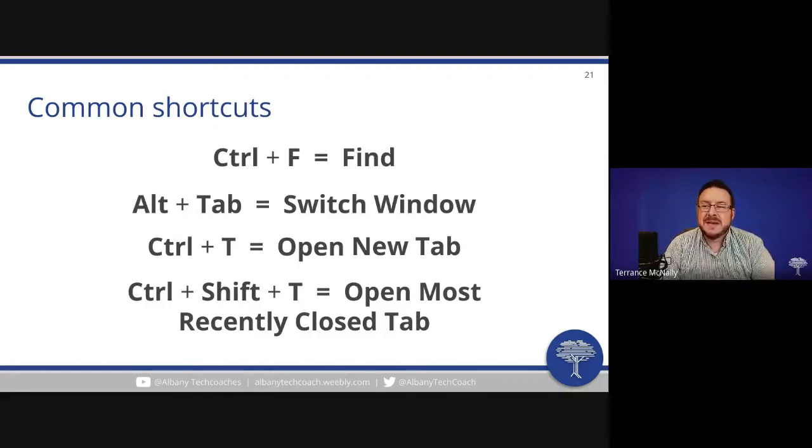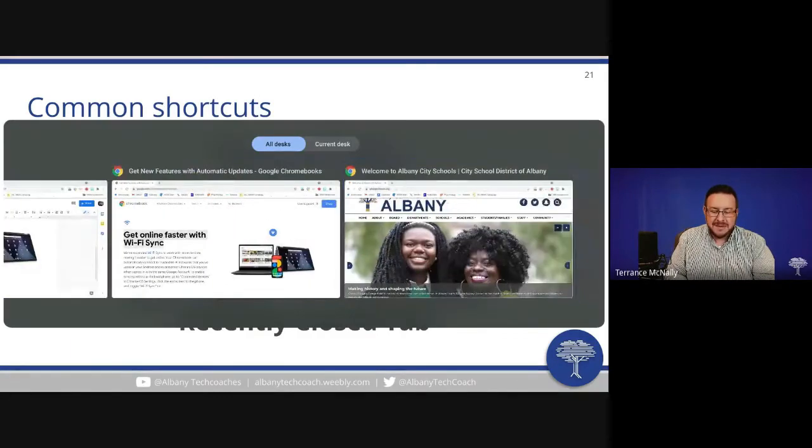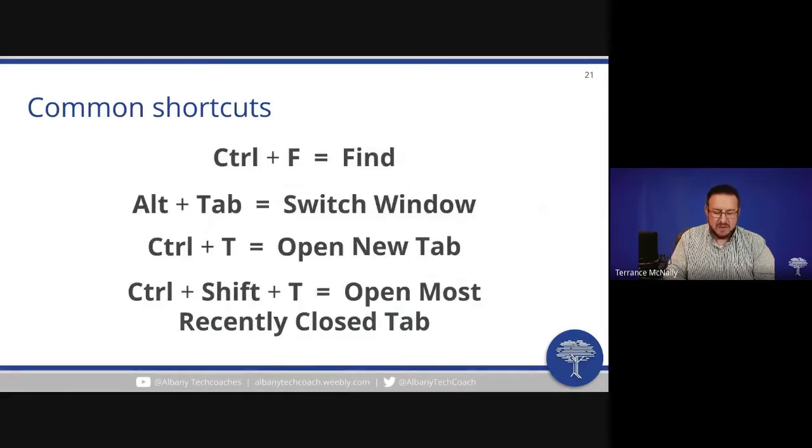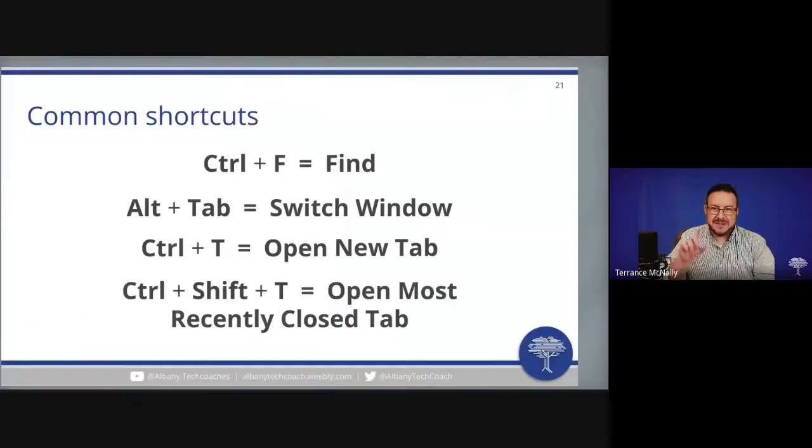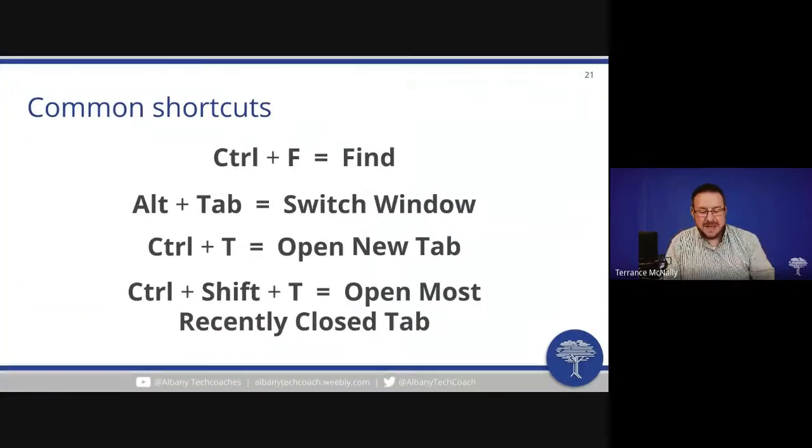Navigate through web pages. If you haven't used it, Alt and Tab is going to let you change between open programs, much like that overview lets you do. But this, it's just going to cycle through them. So that could be a handy one.